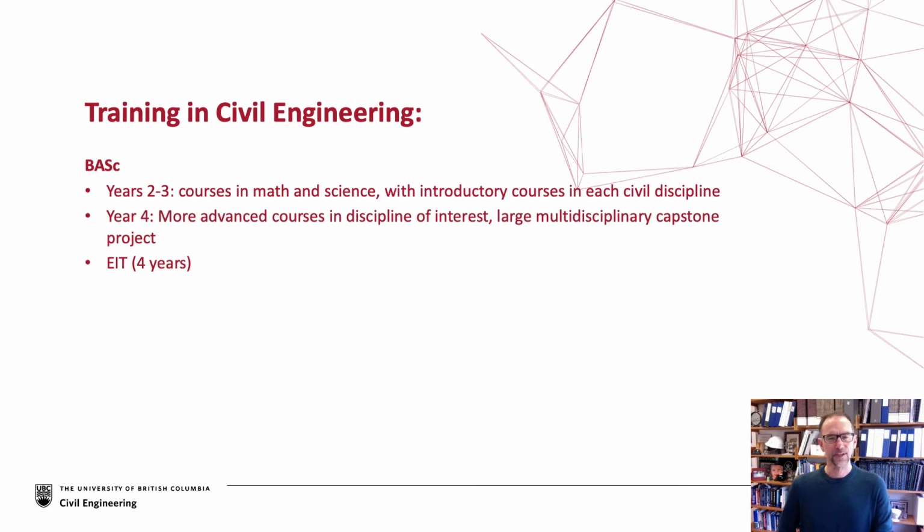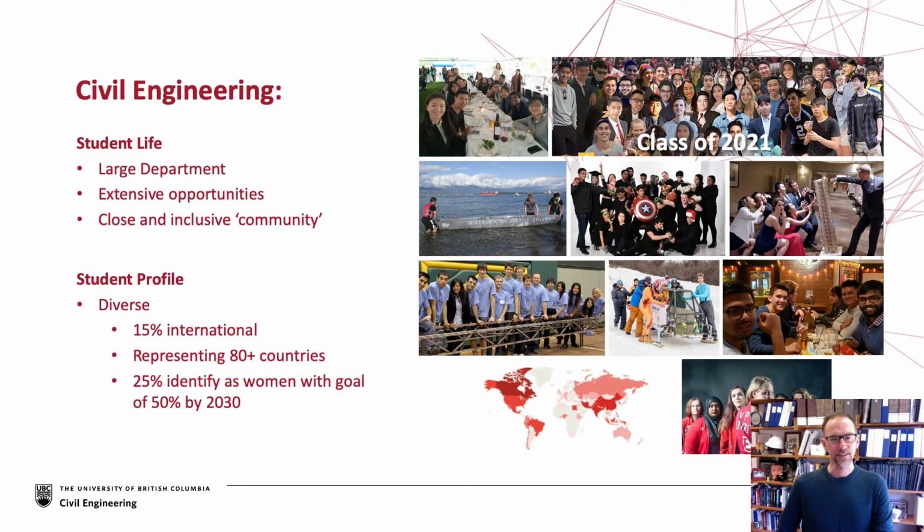Also in your 4th year, you would participate in a large multidisciplinary capstone project designed to address a specific need of society. And following the bachelor's degree, like with all engineering disciplines, you would then become an EIT, or an engineer in training. And after the 4 years of additional training in the field, you would become a licensed professional engineer.